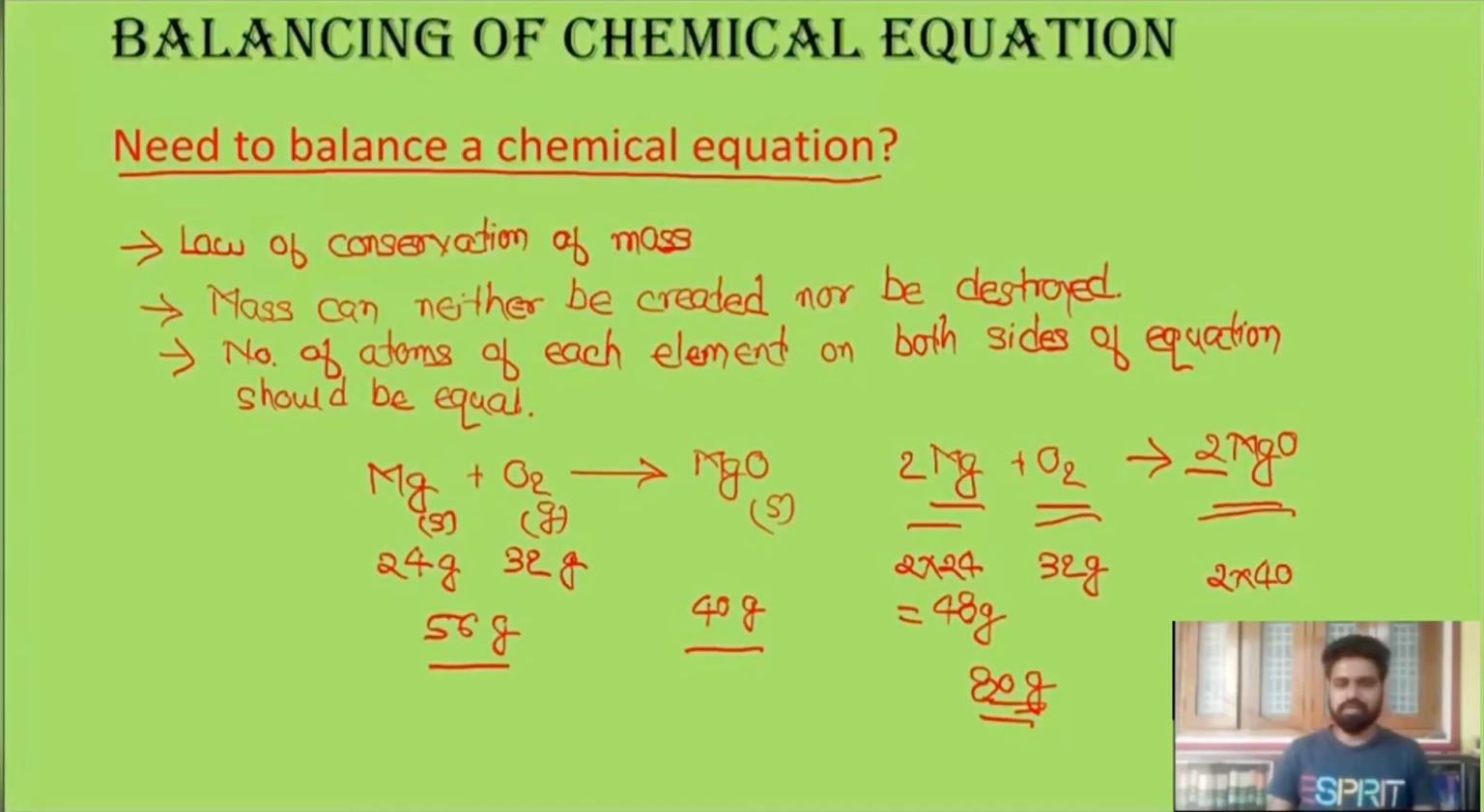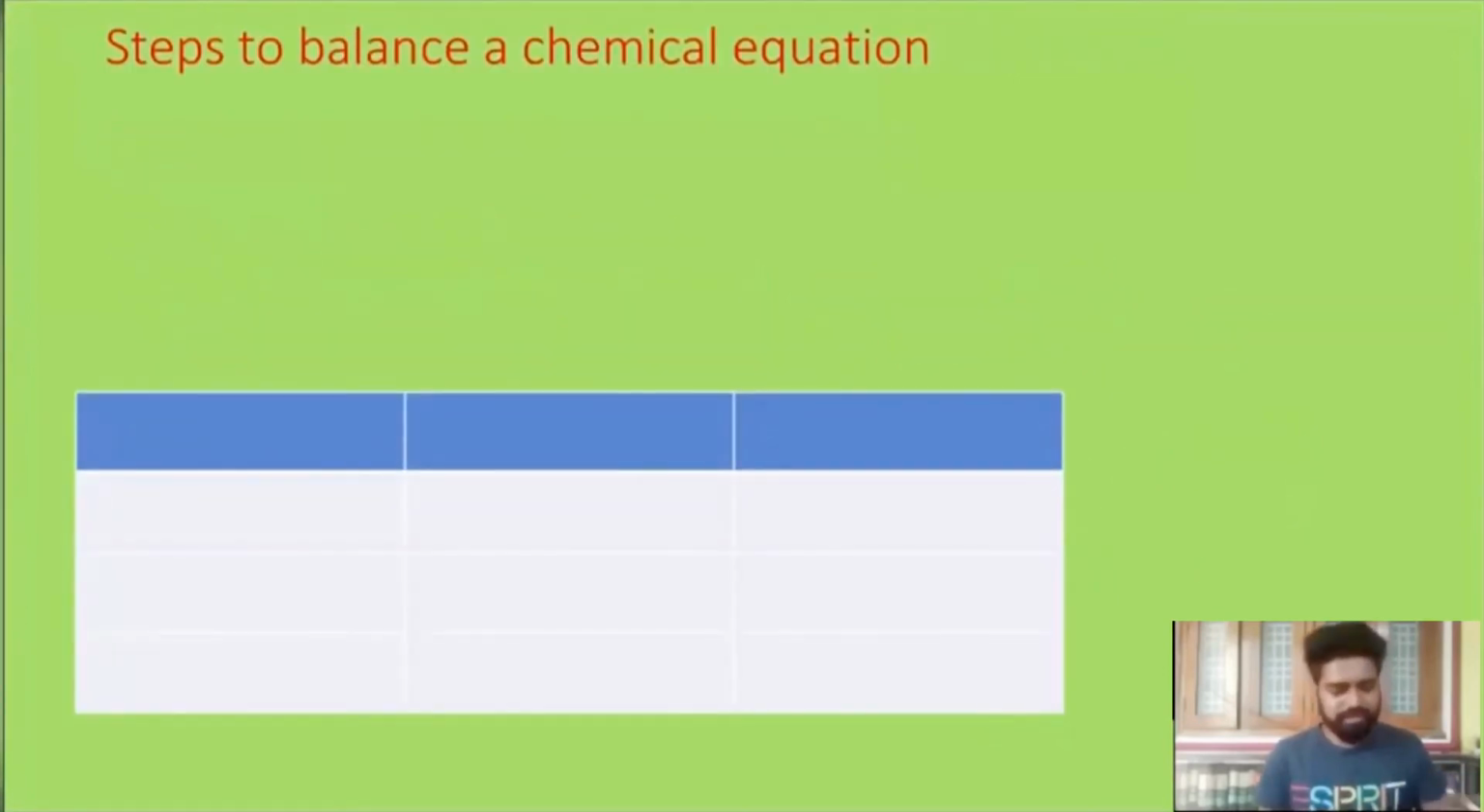So what is the need to balance a chemical equation? To follow the law of mass conservation. Now let us have a look at the steps which need to be followed while balancing a chemical equation. Let us take an equation: Fe plus H2O gives Fe3O4 plus H2. So we have an equation here, and the steps to be followed are as follows.